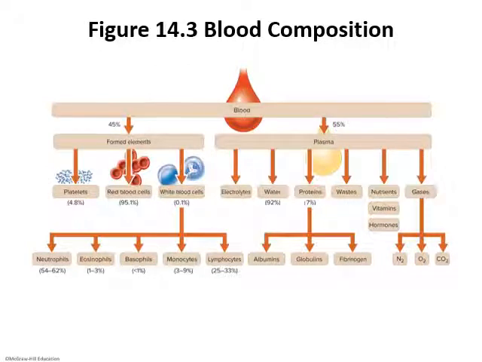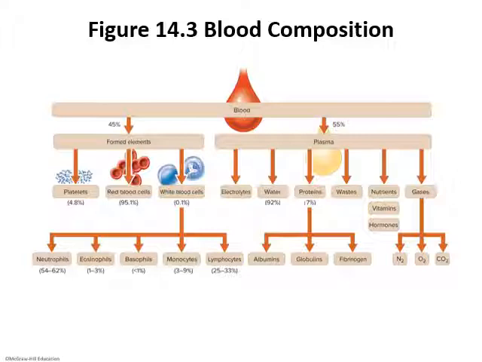Okay, so the composition of blood. We talked about how it's made up of formed elements and plasma. So the formed elements being 45% of the blood volume is going to be made up of red blood cells, which makes up 95% of that 45. Platelets, which makes up about 4.8%, and then white blood cells making up 0.1%.